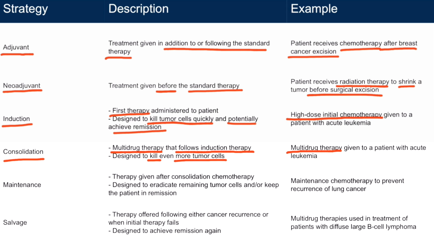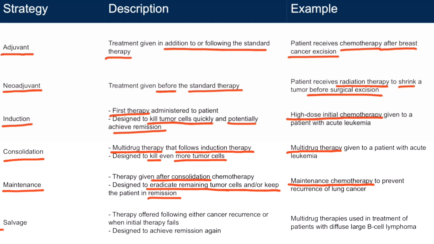And this brings us to maintenance chemotherapy. This is usually given after consolidation, and it's designed to eradicate any remaining tumor cells and/or keep the patient in remission. For example, a patient with lung cancer may receive maintenance chemo after achieving remission in order to prevent recurrence of that same lung cancer. So induct, kill as much as you can, then consolidate, kill more, and then maintain, basically trying to prevent recurrence.